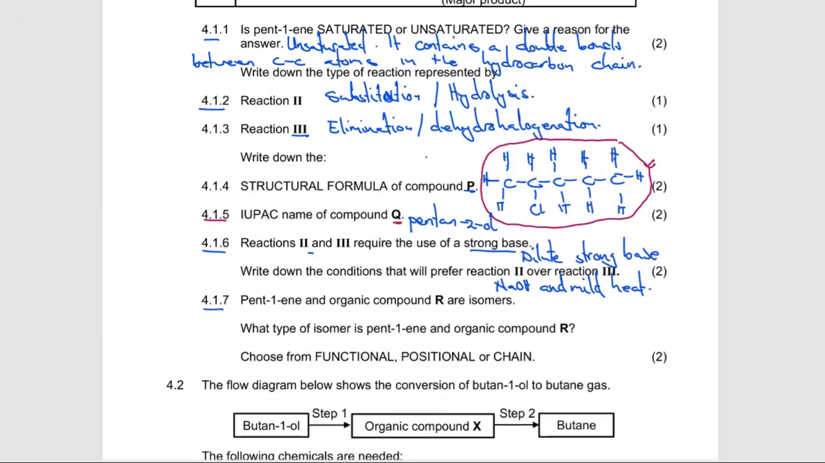4.1.7 says pent-1-ene and organic compound R are isomers, right? So what type of isomers are pent-1-ene and organic compound R? So in terms of this, we need to know the type of isomers between pent-1-ene and our compound R, right? So we're going to say these are positional isomers, right? So the correct answer there is positional isomers.